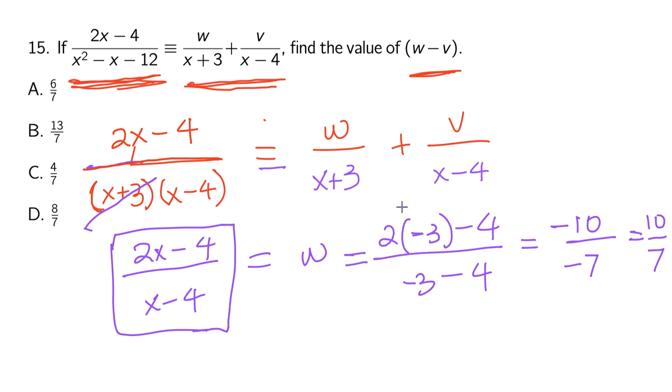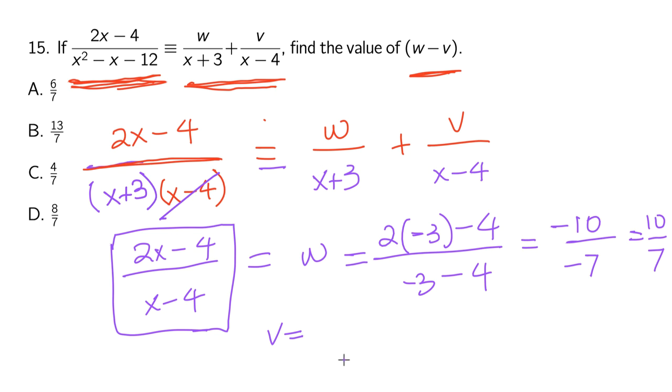Now, with the same method, we can find v. To find v, we cover up, this time, x minus 4. So let's do that. Let me write this again. We have x plus 3. When you cover up x minus 4, you are left with 2x minus 4 over x plus 3, and you're going to substitute x equals 4 into that.